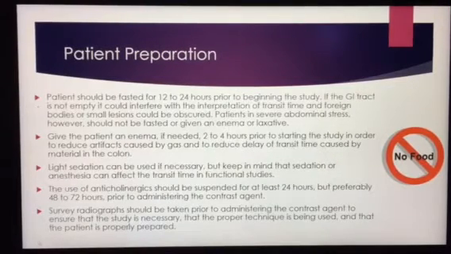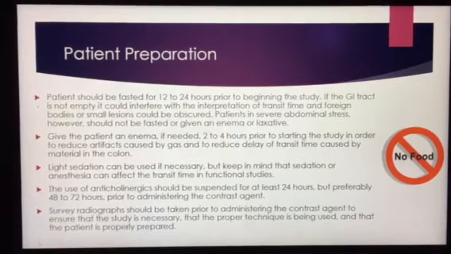Patient preparation. Patients should be fasted for 12 to 24 hours prior to beginning the study. If the GI tract is not empty, it could interfere with the interpretation of transit time, and foreign bodies or small lesions could be obscured. Patients in severe abdominal stress, however, should not be fasted or given an enema or laxative. Give the patient an enema if needed 2 to 4 hours prior to starting the study in order to reduce artifacts caused by gas and to reduce delay of transit time caused by material in the colon.